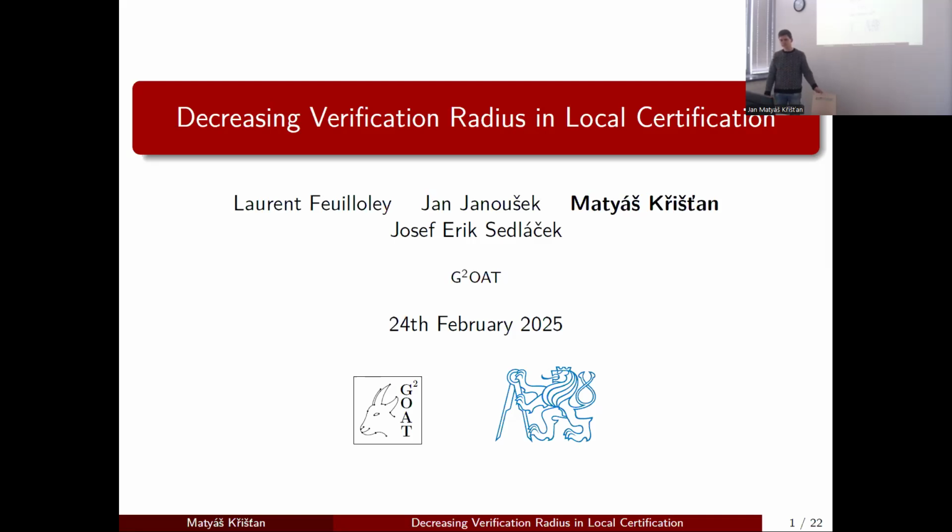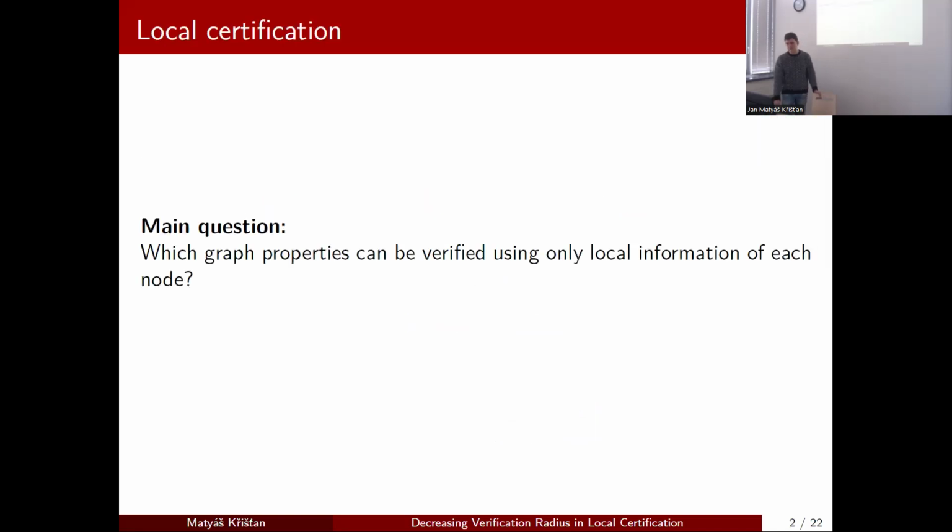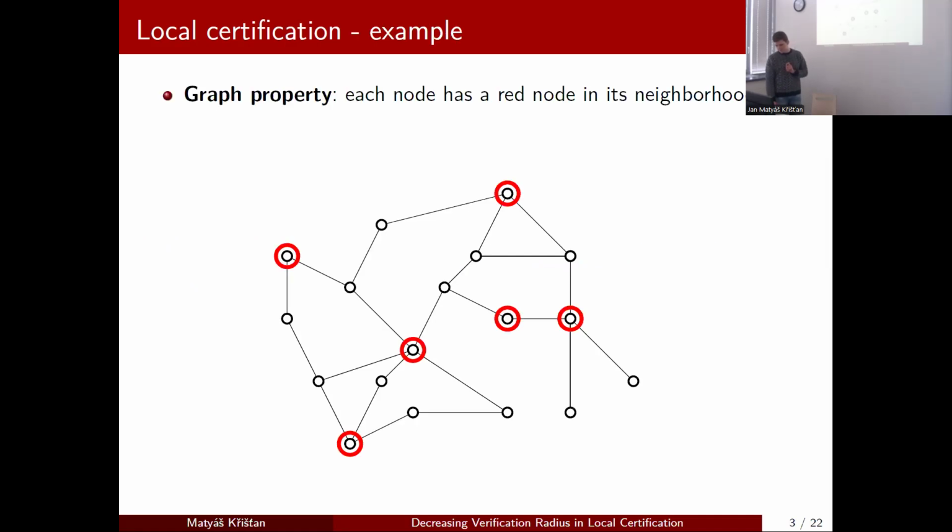So I will be presenting joint work with Laurent Paioli, Janoušek and Josef Exedáček. The main question of this topic of local certification is which graph properties can be verified using only local information from each node. We will be given instances and we will want to decide if the graph holds some property or not. I will show it on an example right away.